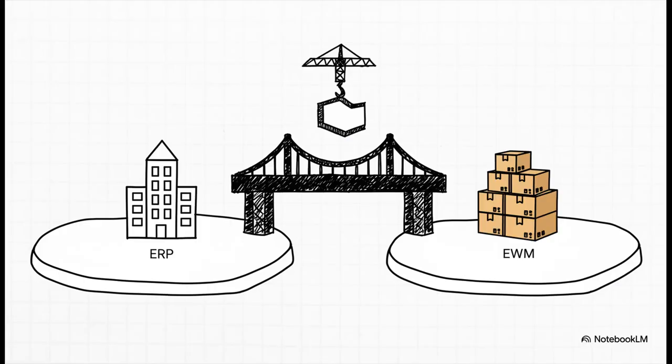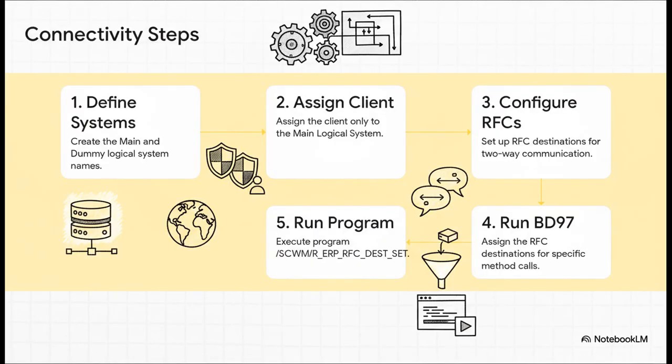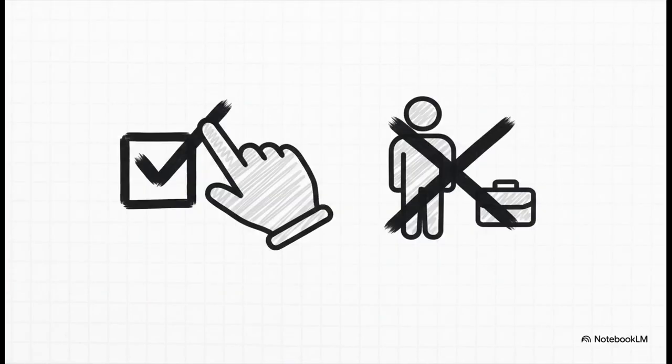Okay, so how do we build this bridge? Let's check out the essential one-time setup steps. It's a 5-step process. You define the logical systems, assign the client, and then set up communications. And here's a nice little shortcut in the RFC setup. You can just tick Current User.